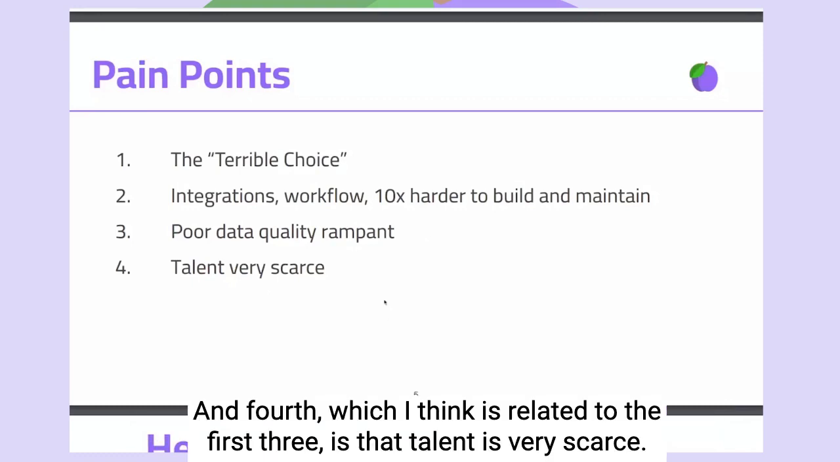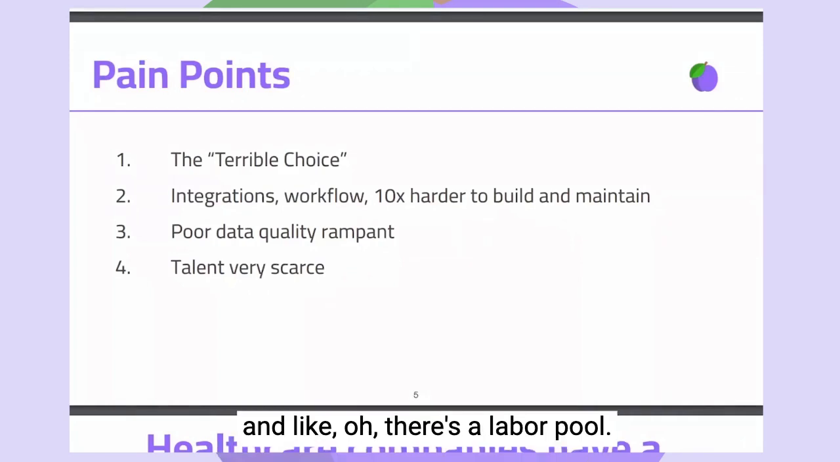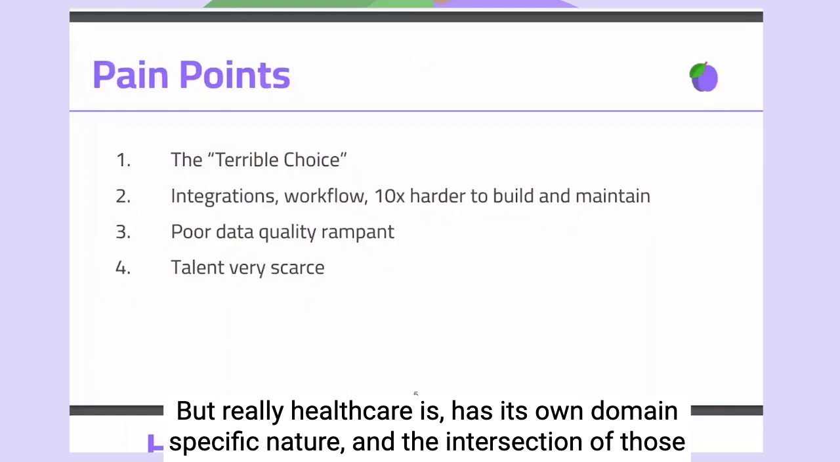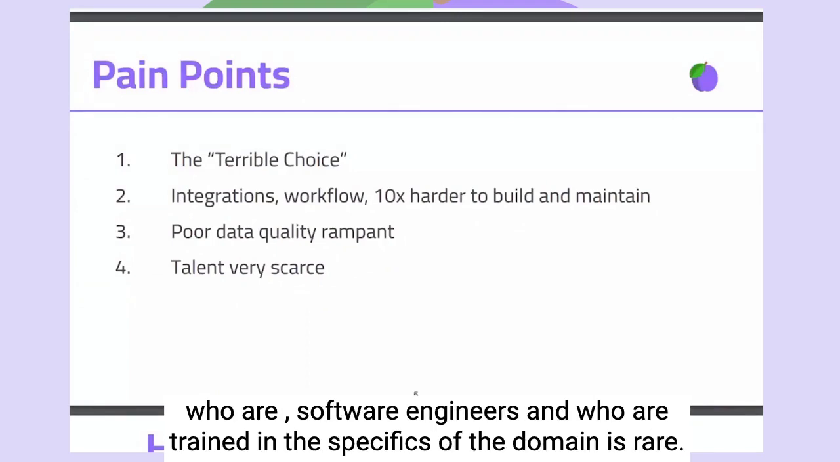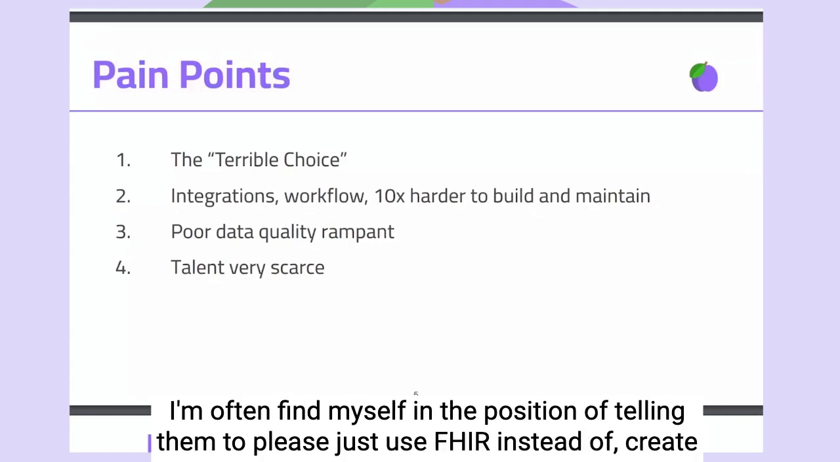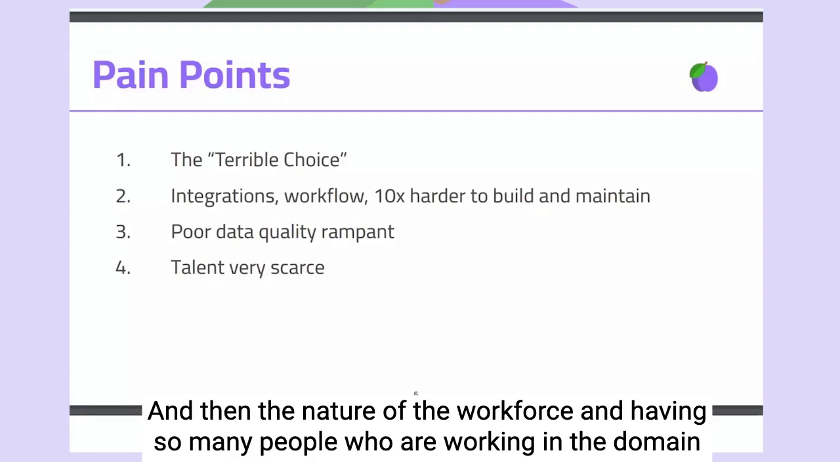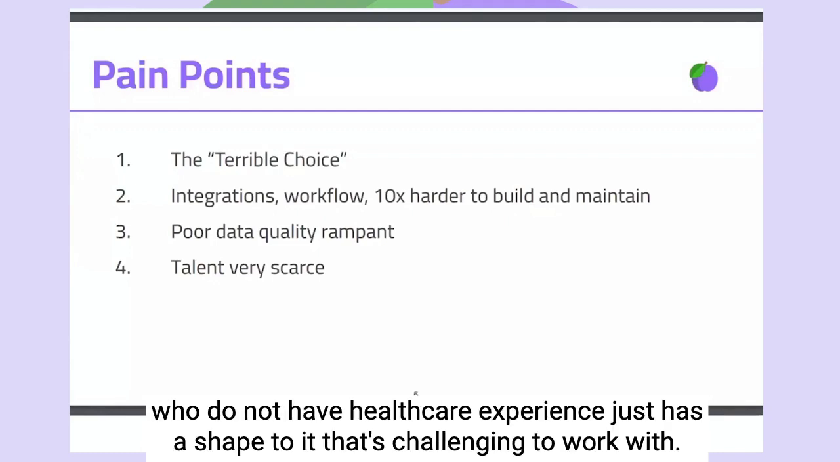And fourth, which I think is related to the first three, is that talent is very scarce. It's tempting to think of software engineers as a monolith, like, oh, there's a labor pool, but really healthcare has its own domain specific nature. And the intersection of those who are engineers and who are trained in the specifics of the domain is rare. In order to build an application, you often have a lot of people who are not trained in healthcare. I often find myself telling them to please just use FHIR instead of creating a new patient table, create table patient ID equals X. This is a common pattern. And the nature of the workforce, having so many people working in the domain who do not have healthcare experience, just has a shape to it that's challenging to work with.